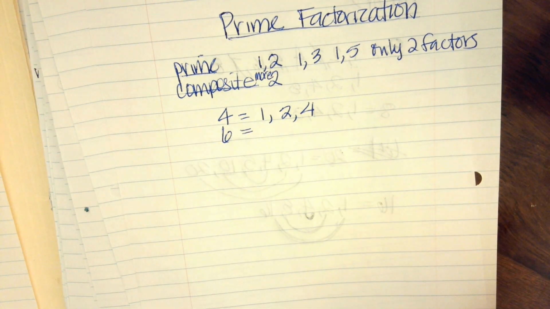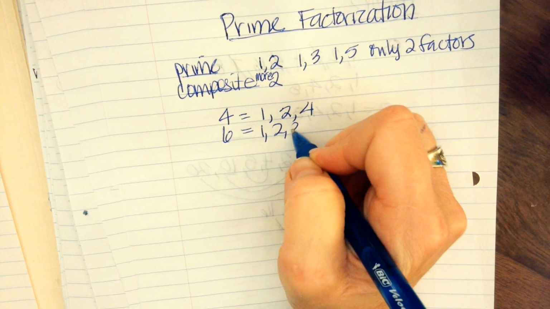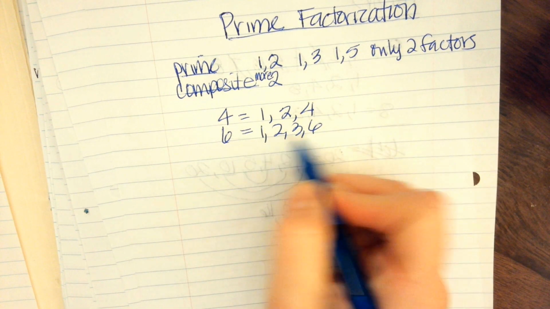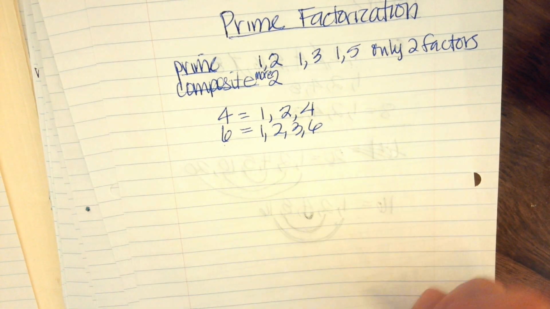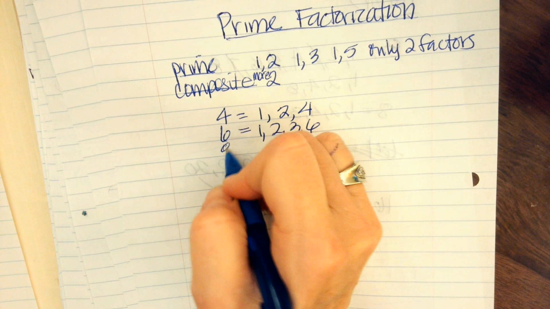Another composite number is 6: 1, 2, 3, 6. Does this have more than 2 factors? Yes, so 6 is a composite number. How about 8?